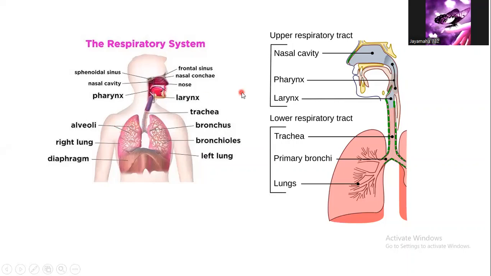Then this respiratory tract is divided into two parts, the upper respiratory tract and the lower respiratory tract. The upper respiratory tract is composed of the nasal cavity, pharynx and the larynx. Then the lower respiratory tract consists of the trachea, primary bronchi and the lungs.